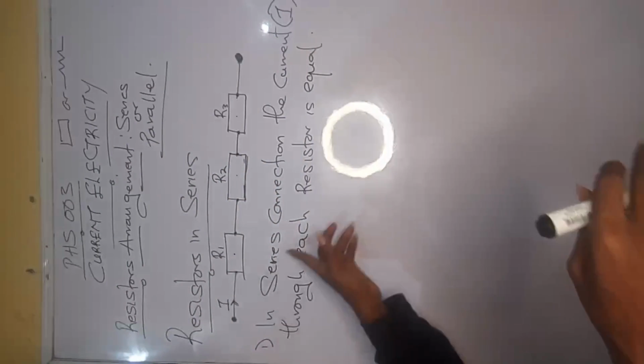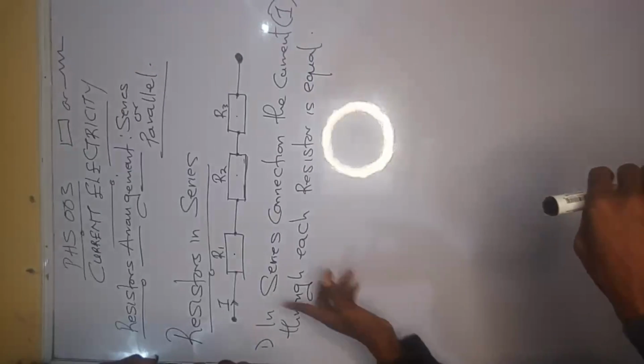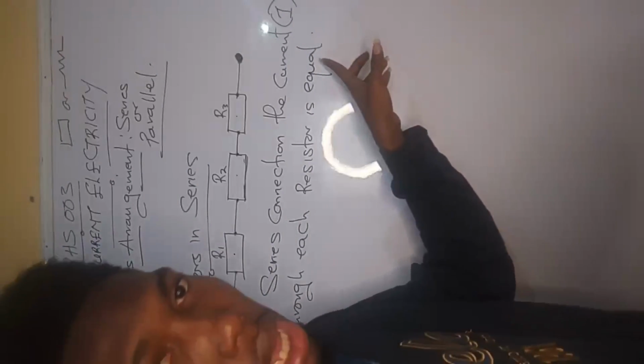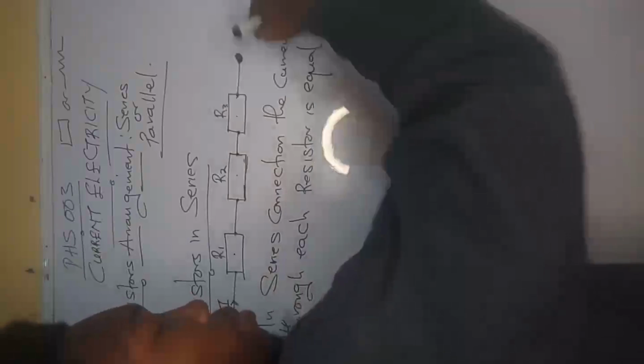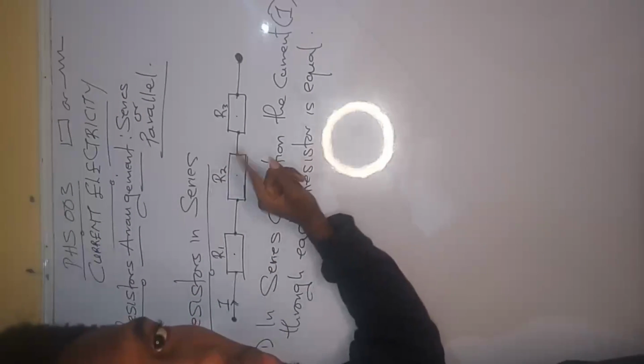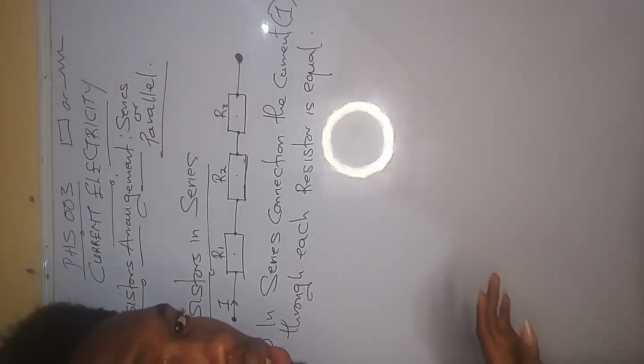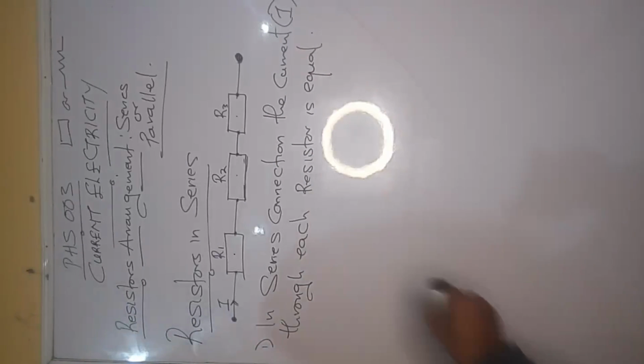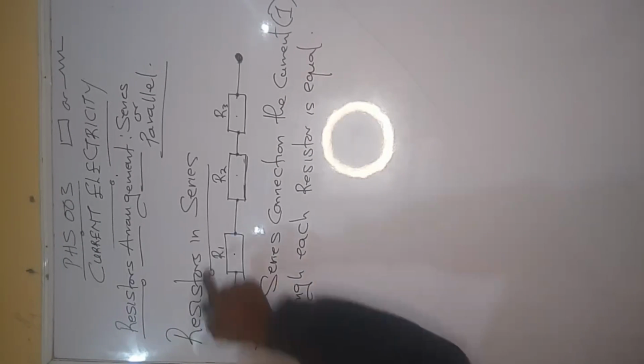Yes, we said in series connection, the current I through each resistor is equal. That means they are the same. The current in R1 is the same current in R2, the same current in R3. There is no cause for alarm. Now let's go to the second thing about series connection.